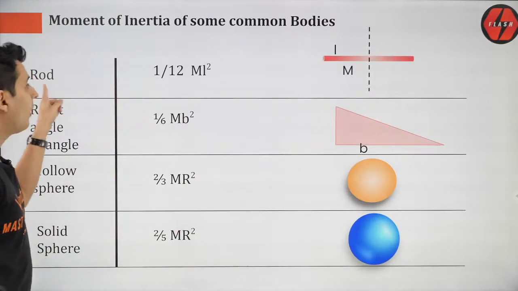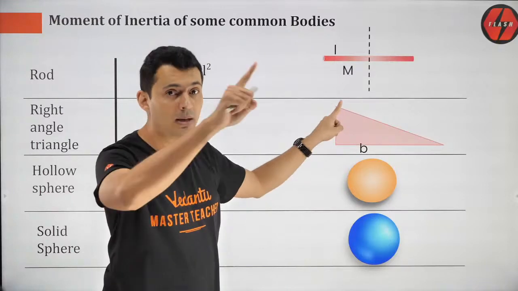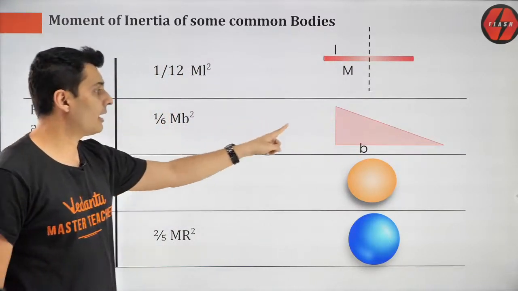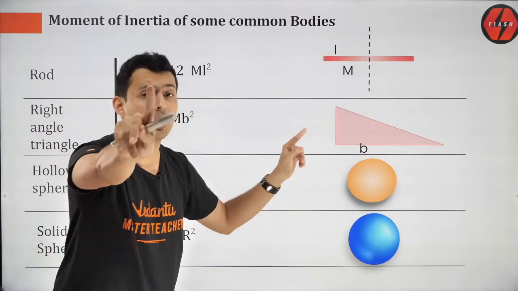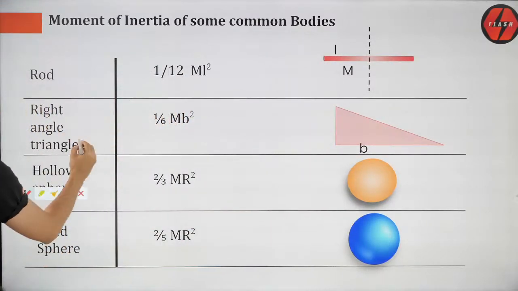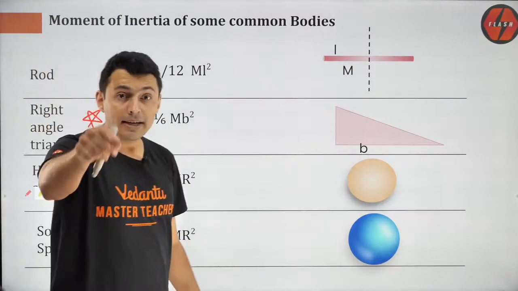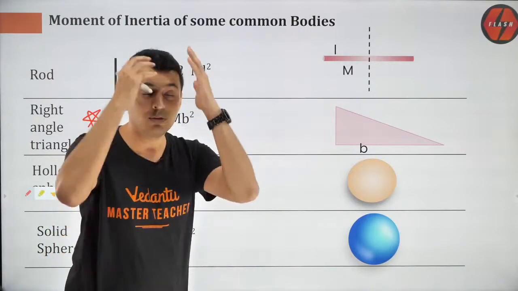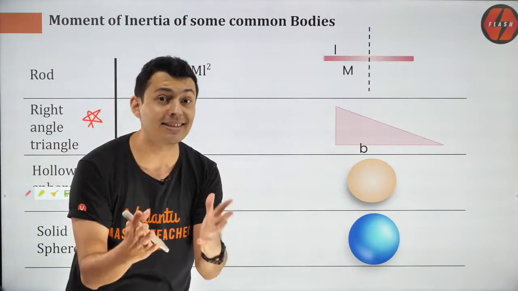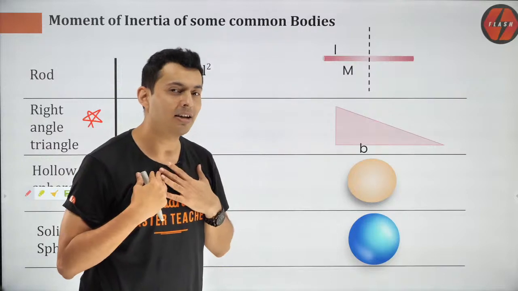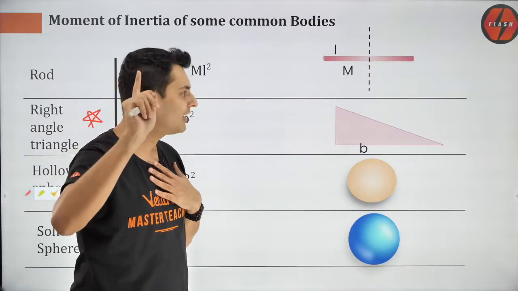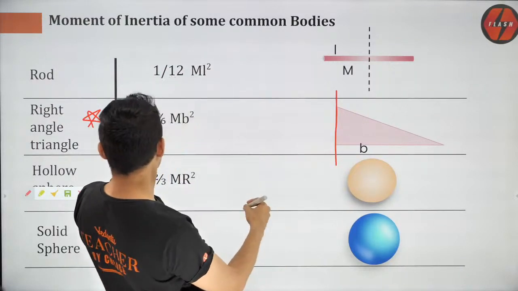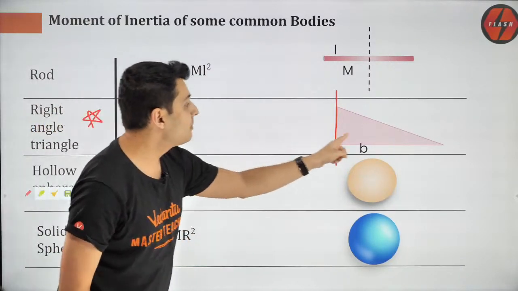Okay, next up, rod. At the center, mL square by 12. Right angle triangle. Very important, not many people talk about this. Remember this very important formula. This kind of question has come in JEE, and many people ended up integrating, wasted 5 minutes of their precious exam time. But those students who had studied under me knew this formula beforehand, and they got the answer within 10 seconds. And the answer is, yes, 1 by 6 mb square.